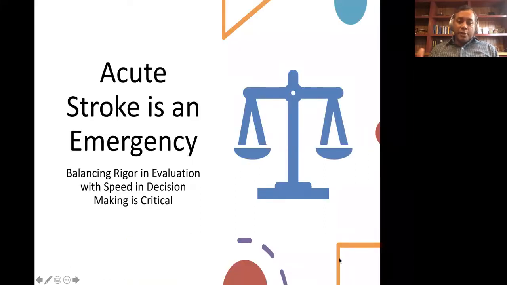So we all know acute stroke is an emergency, and therefore the most important thing with acute stroke is to balance rigor in patient evaluation with speed in decision making. This is critical, and everything that we do with imaging is premised on this philosophy.